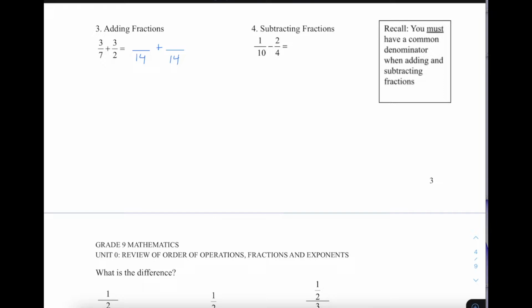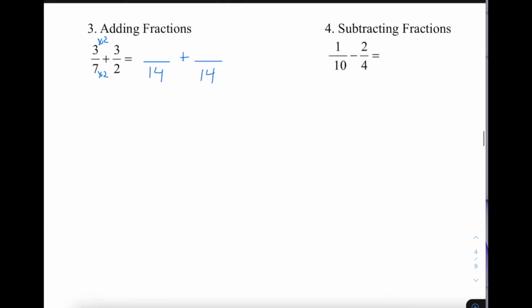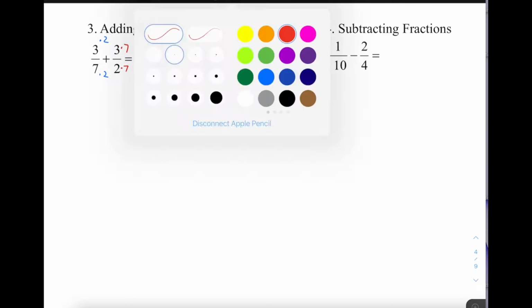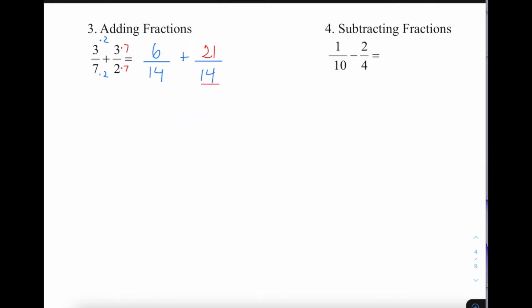Now, what I'm going to do first is I know that I have to multiply 7 by 2 to get 14. So I'm going to multiply 3 by 2 to get 6. I'm going to use a dot for multiplication here just because it looks nicer. And in the case of the second fraction, I have to multiply the denominator by 7 to get 14. So I have to multiply the numerator by 7 as well to get 21. Now that both the denominators are the same, I can add the numerators together.